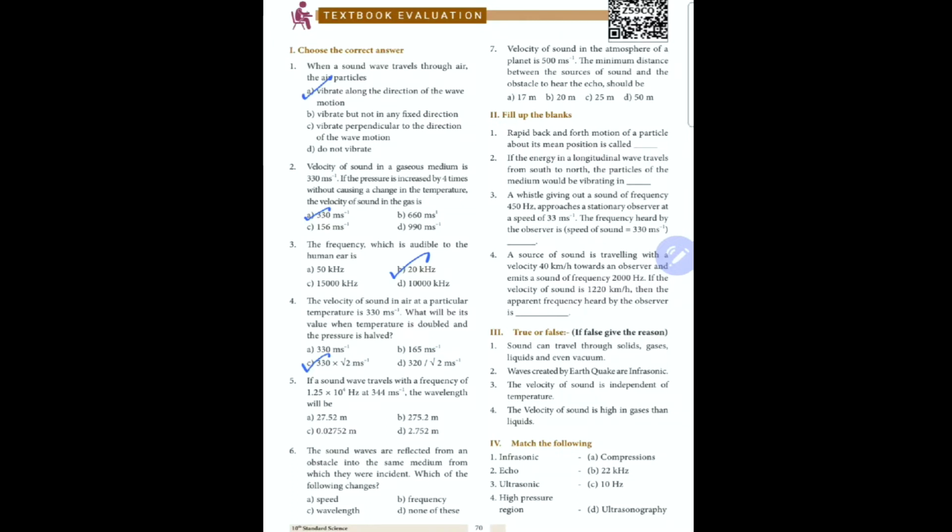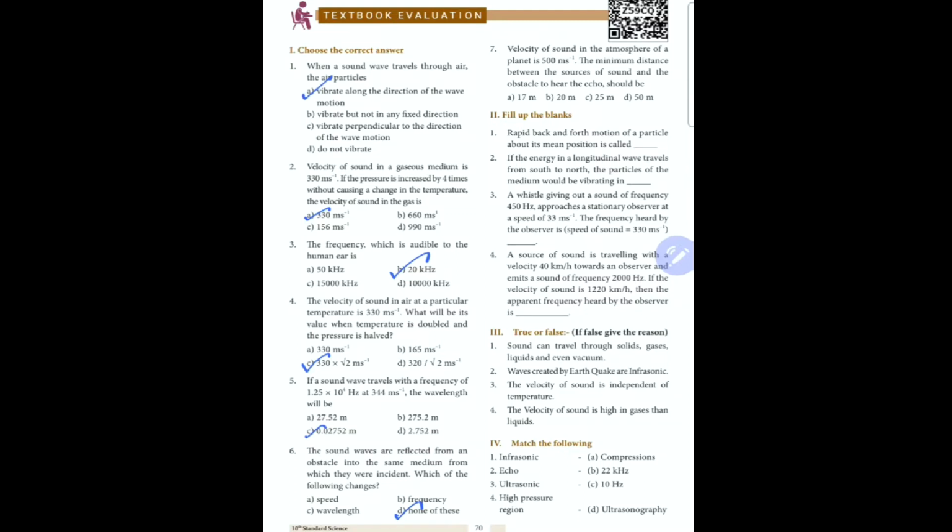Fifth question: if a sound wave travels with a frequency of 1.25 into 10 to the power 4 Hz at 344 meter per second, the wavelength will be, answer option C, 0.02752 meter. Sixth question: the sound waves are reflected from an obstacle into the same medium from which they were incident. Which of the following change? Option D, none of these.